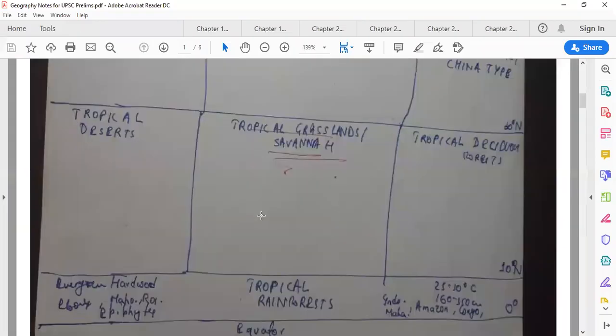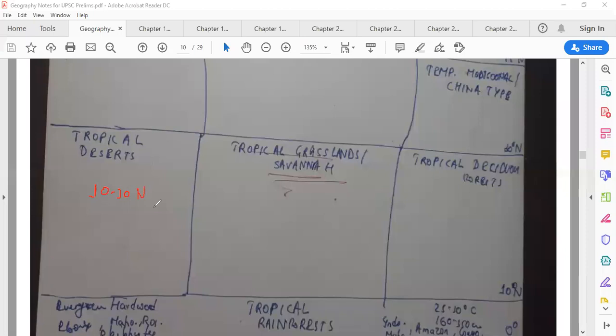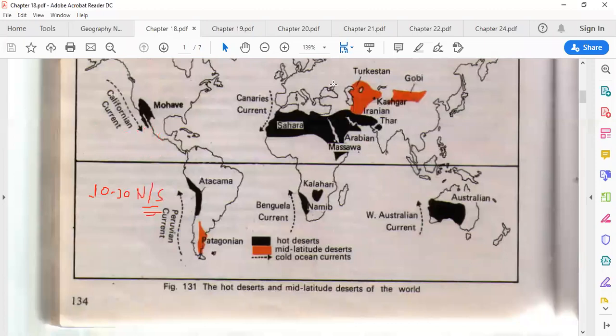Tropical desert will be lying between 10 to 30 degree north as well as south. Now, if you want to see this, let's see this region. We have seen savanna. These are the areas. These are the hot desert and mid-latitude deserts of the world. You will see mostly it will lie on the western margin of the continent.